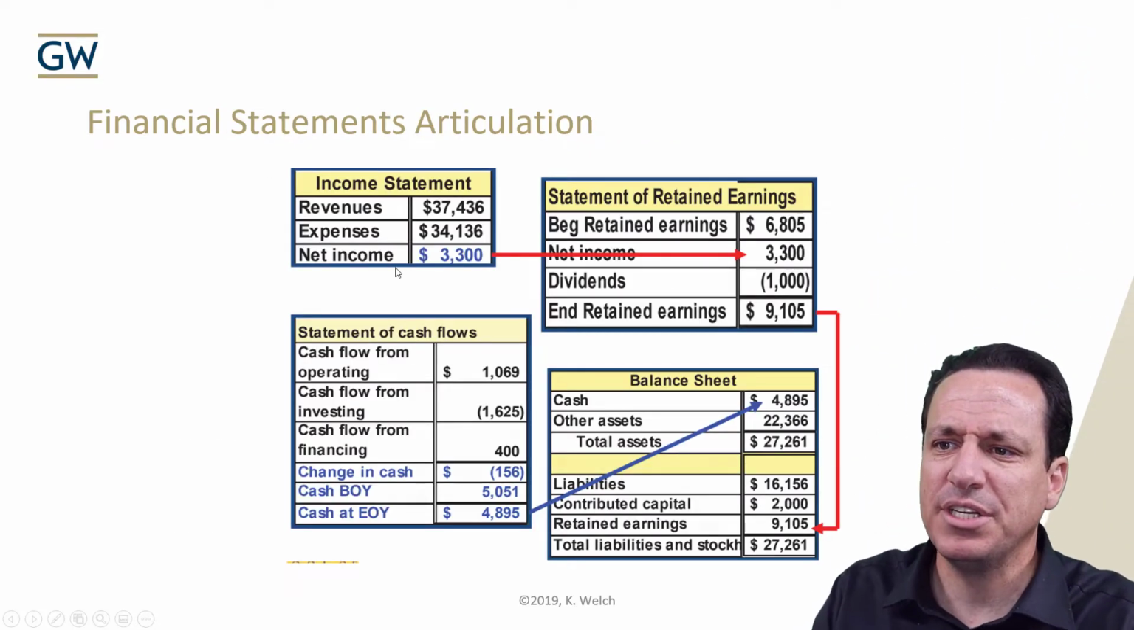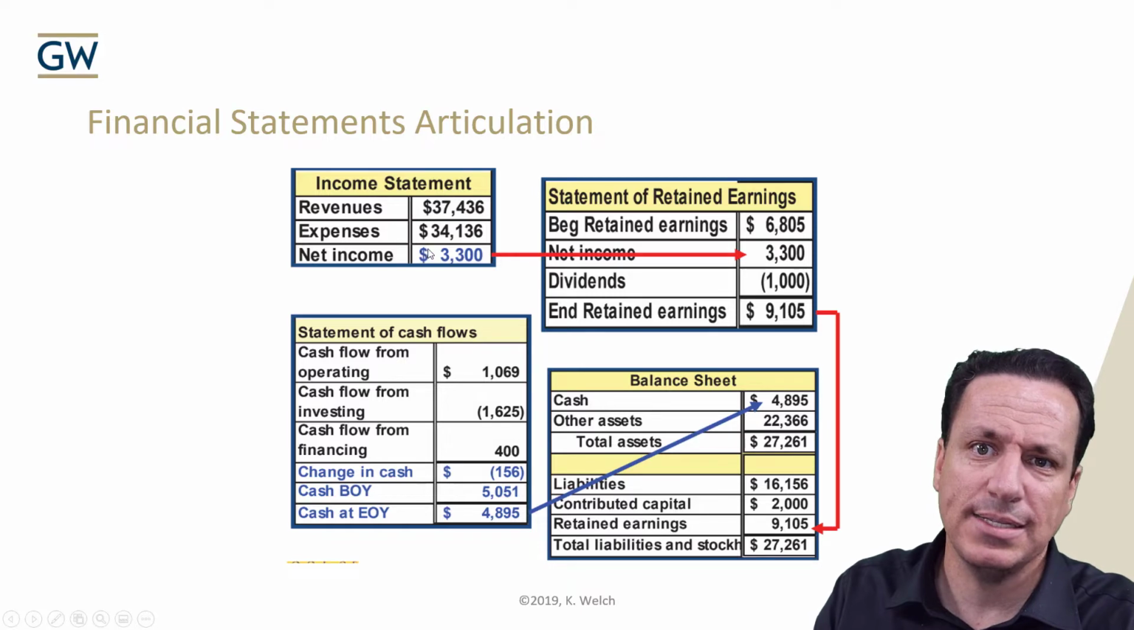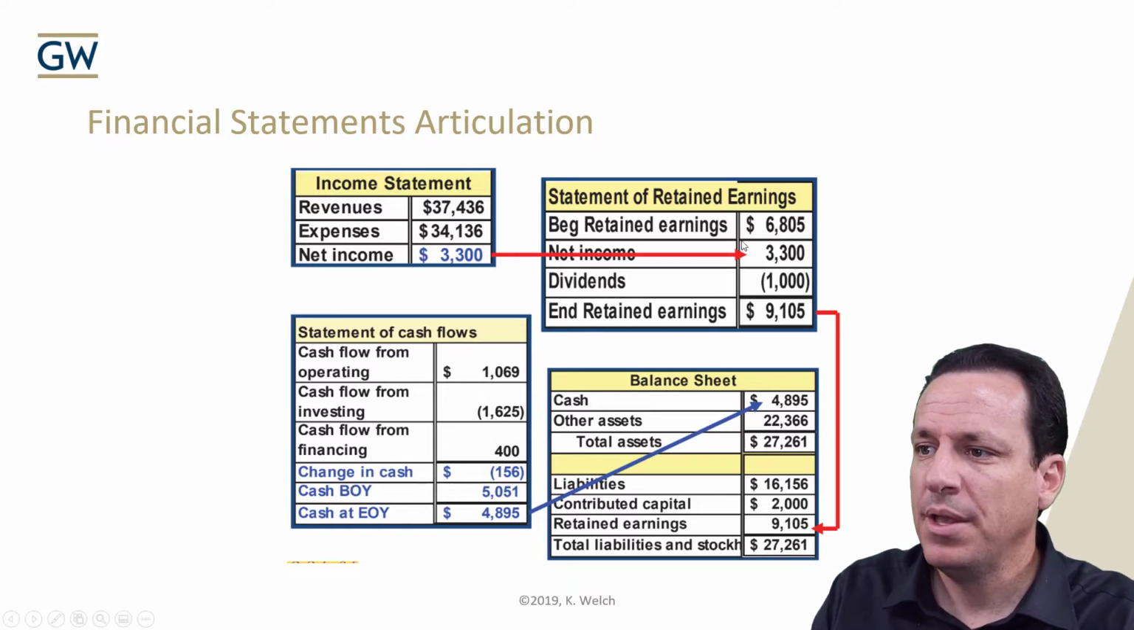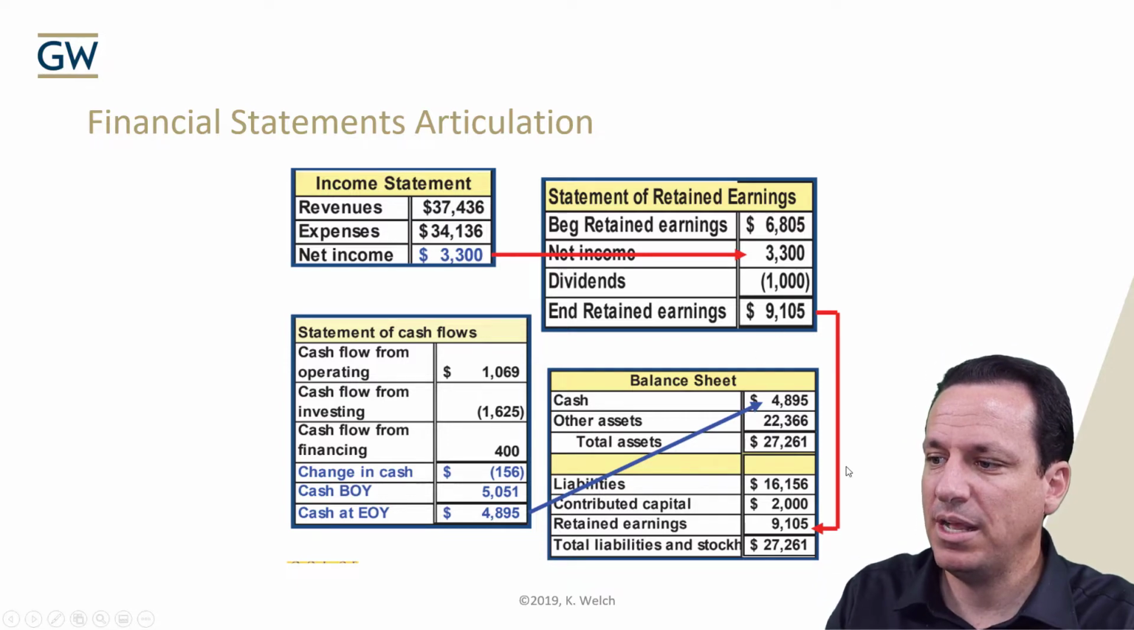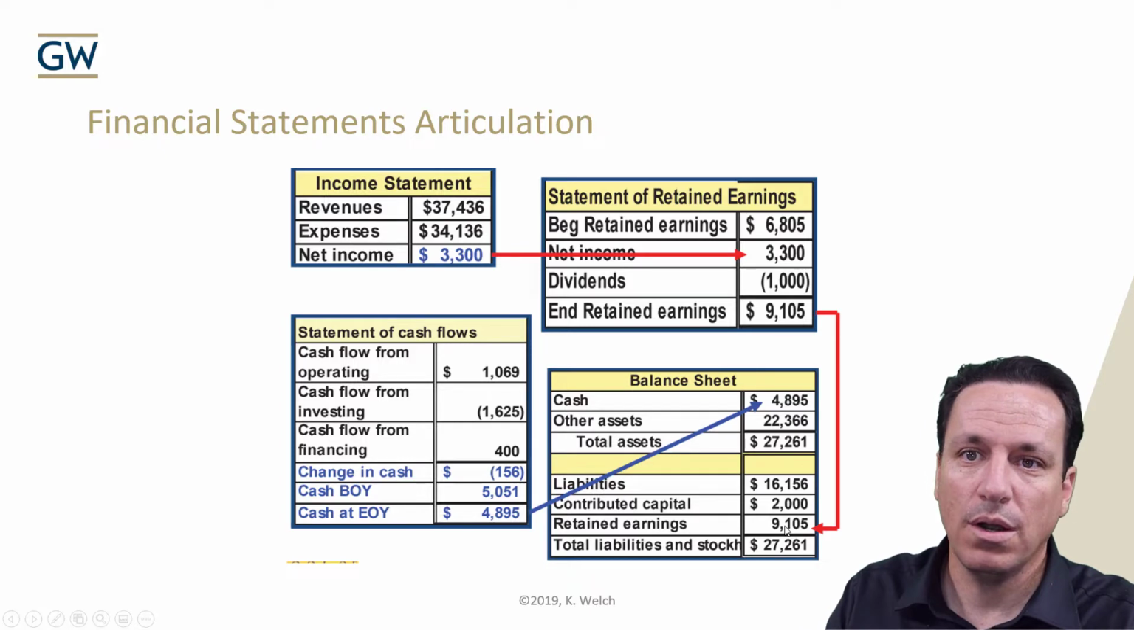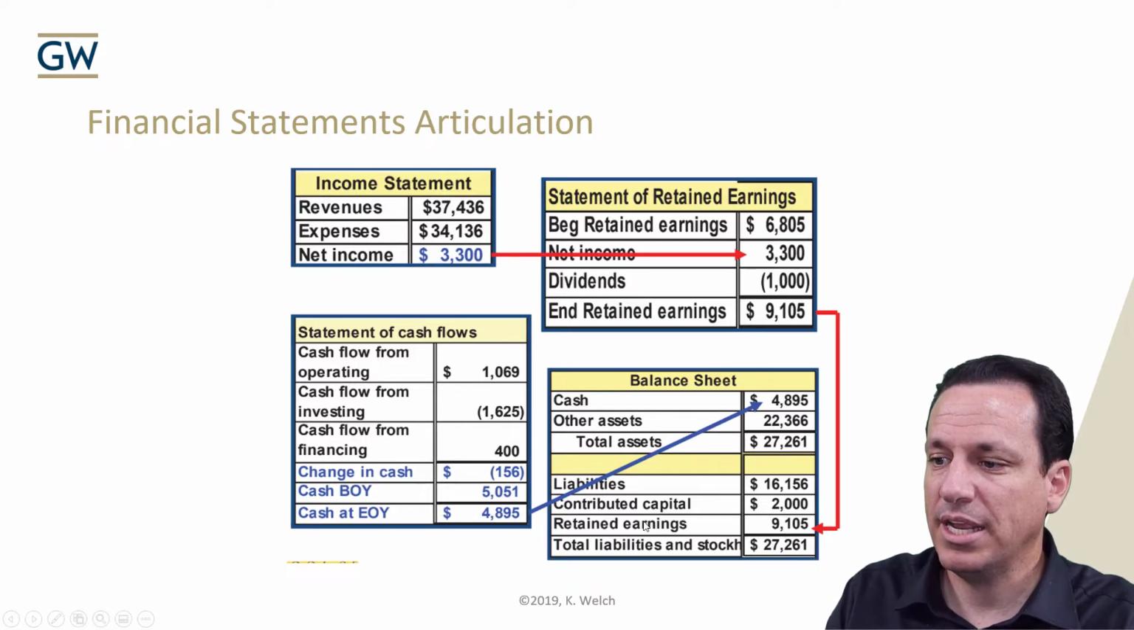And this is the articulation example: revenues minus expenses and gains and losses gets you to net income. Net income, beginning retained earnings plus net income minus dividends gets you your ending retained earnings balance that goes back to your balance sheet, and in your balance sheet account for retained earnings, which is under owner's equity.